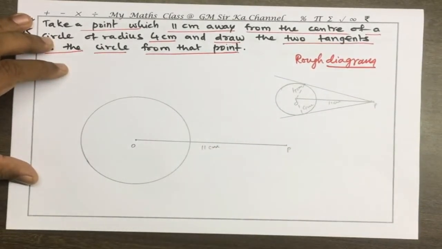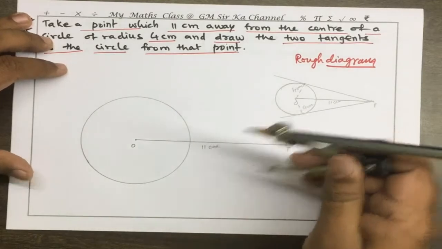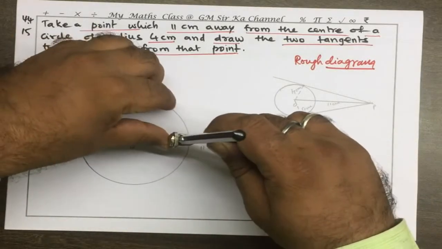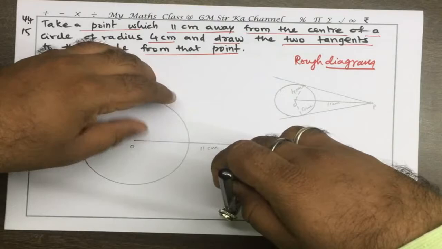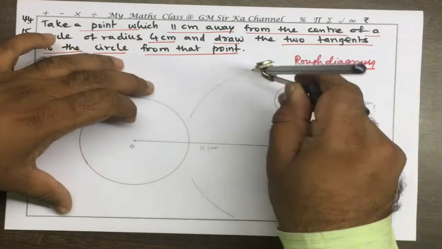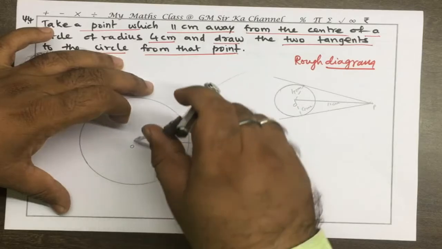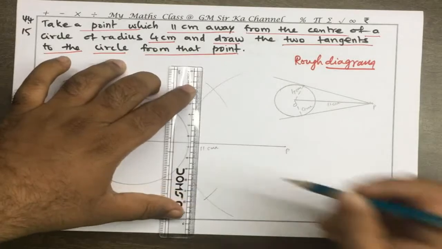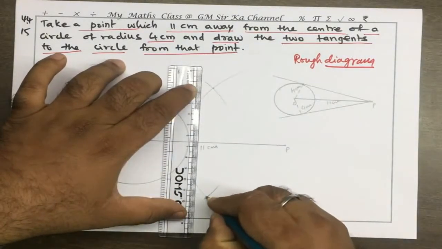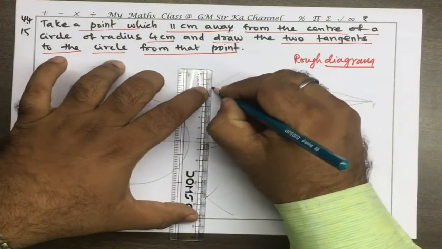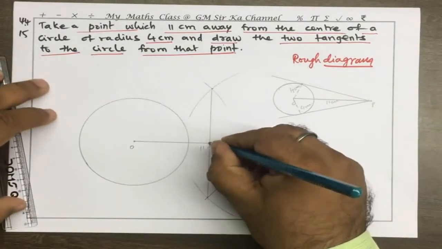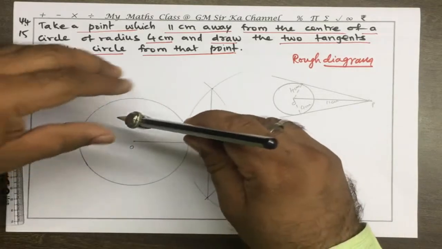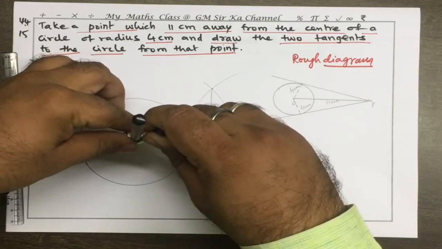Now we have to draw the perpendicular bisector of OP, taking more than half in the compass. From the point P to the above and below OP we have to draw the arc to get the perpendicular bisector. From this point, midpoint of OP, we have to draw the circle which passes through O and P and intersect the previous circle at 2 points.